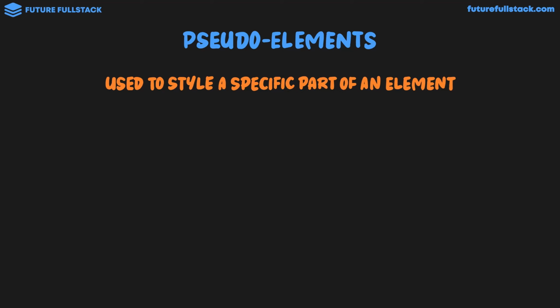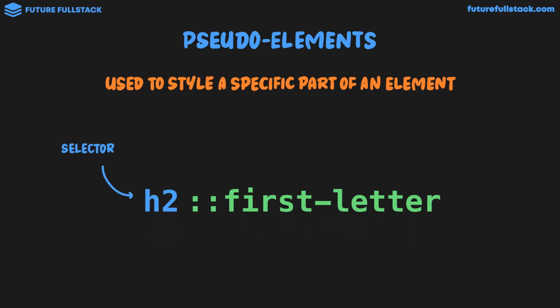Let's look at the syntax for a pseudo-element. We have a selector, like an H2, and then we add on our pseudo-element, which is made up of a double colon and the pseudo-element name. Now, just a small note at this point, pseudo-elements are not overly common. I'm not going to be using them throughout the course, but I do just want you to know that they do exist in case you see them out there in the wild.